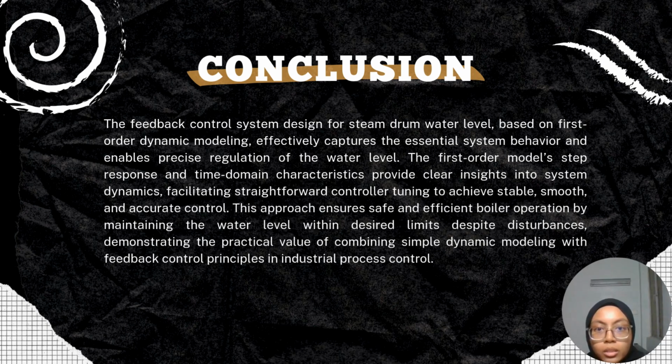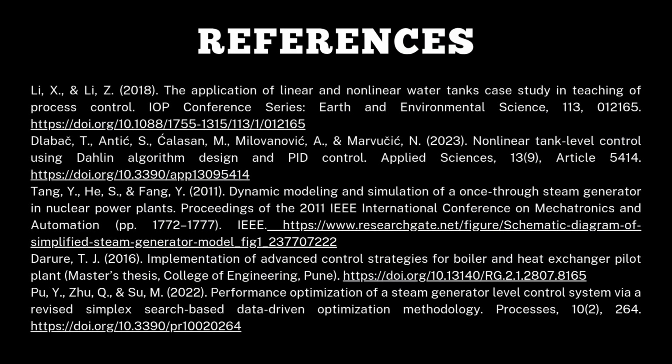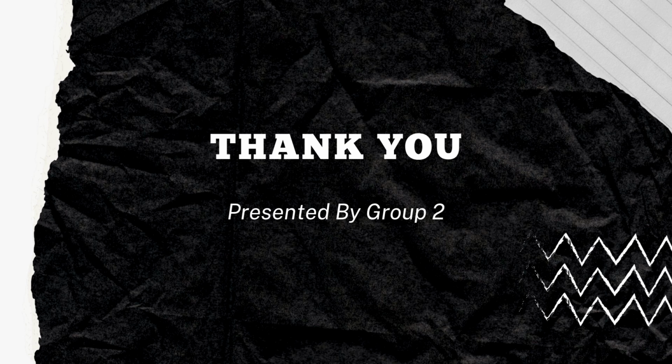In conclusion, the feedback control system designed for steam drum water level, based on first order dynamic modeling, effectively captures the essential system behavior and enables precise regulation of the water level. The first order model's response and time domain characteristics provide clear insights into system dynamics, facilitating straightforward controller tuning to achieve stable, smooth, and accurate control. This approach ensures safe and efficient boiler operation by maintaining the water level within the desired limit despite disturbance, and demonstrates the practical value of combining simple dynamic modeling with feedback control principles in industrial process control.